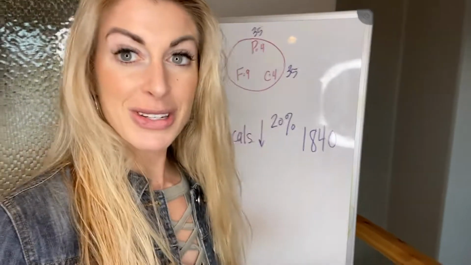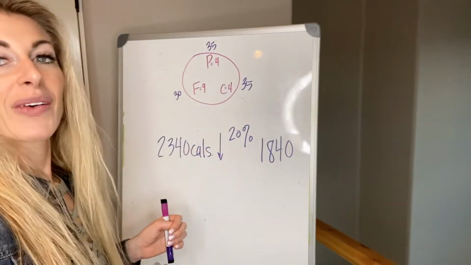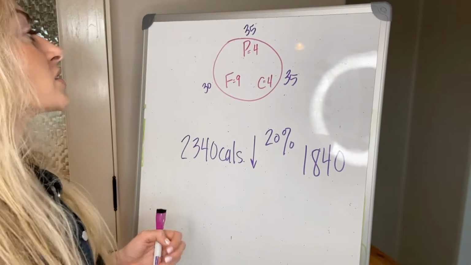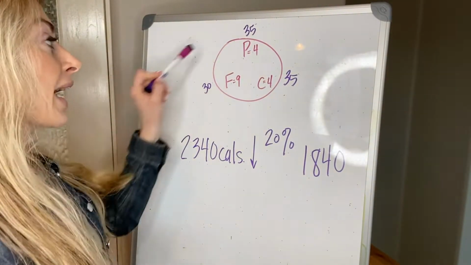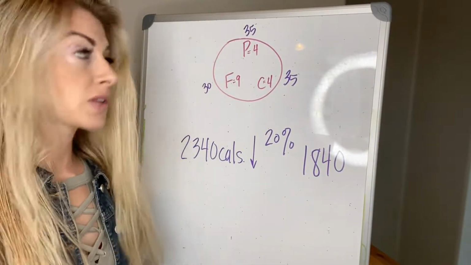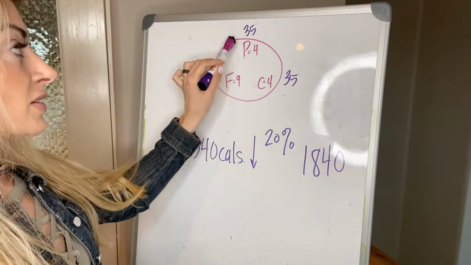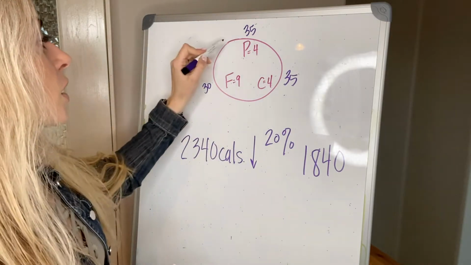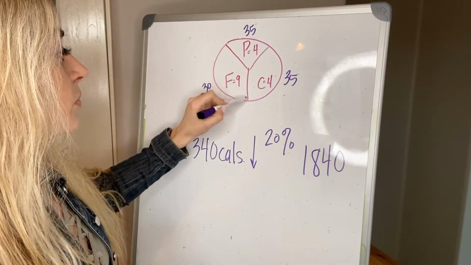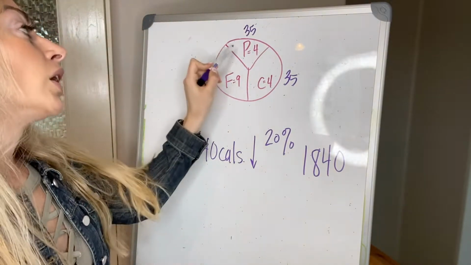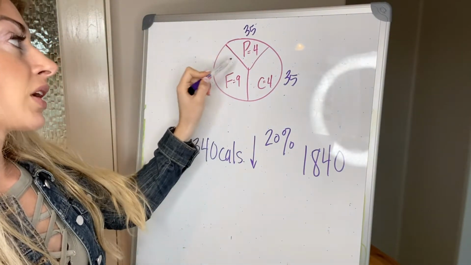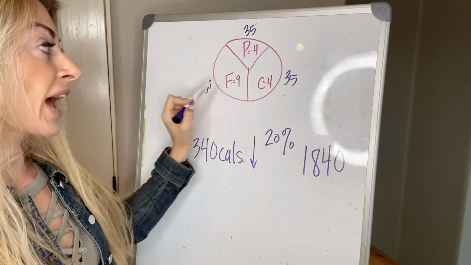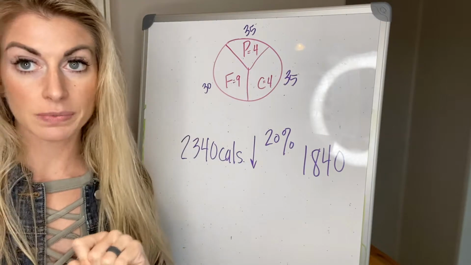So I'm going to take you to the board today. Okay, let's come in a little closer. There are 3 categories of macronutrients. We have protein, that's our P right here, we have fats, and we have carbs. Every gram of protein has 4 calories, every gram of carbs has 4 calories, and every gram of fat has 9 calories.